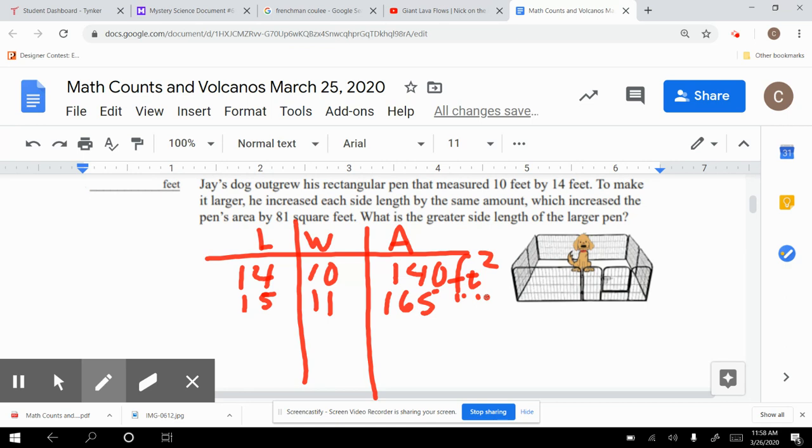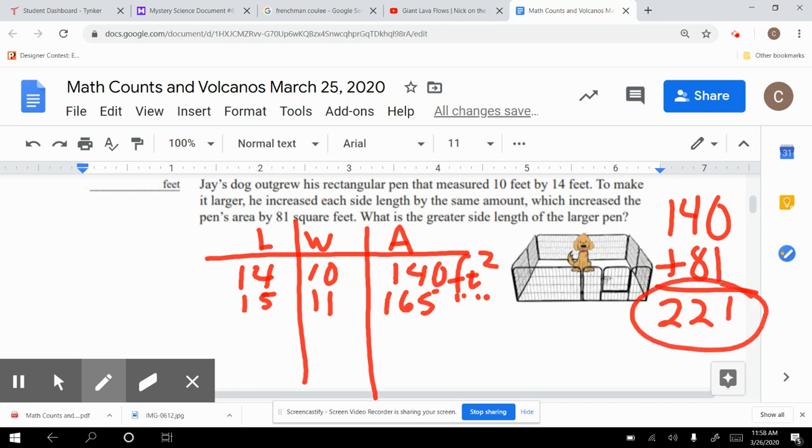We're still not there yet, because what we need to do is increase the area by 81 square feet. So let's figure out what the target is. If we start with 140 and we need to add 81 square feet, that is going to be 221. That is our target. We're waiting to get to 221 in the area column. So let's keep going.